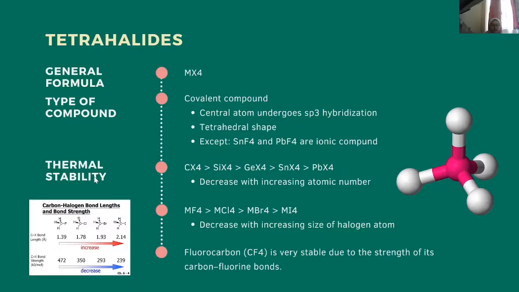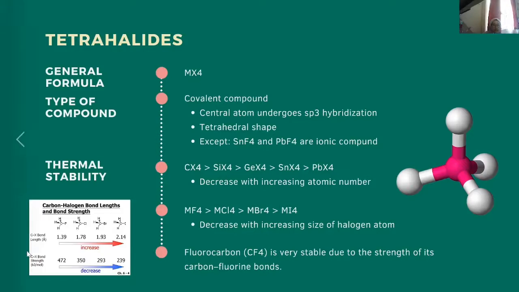For thermal stability, it decreases with increasing atomic number when the group 14 element is different but the halogen atom is the same, for example chloride. It also decreases with increasing size of the halogen atom when the halogen atom is different but the group 14 element is the same. So fluorocarbon CF4 is very stable due to the strength of its carbon-fluorine bonds.